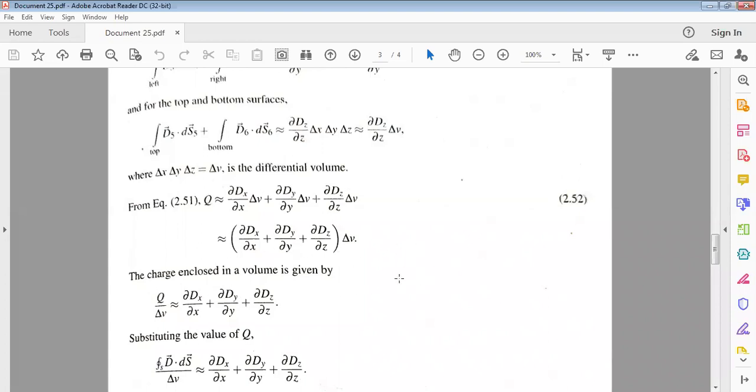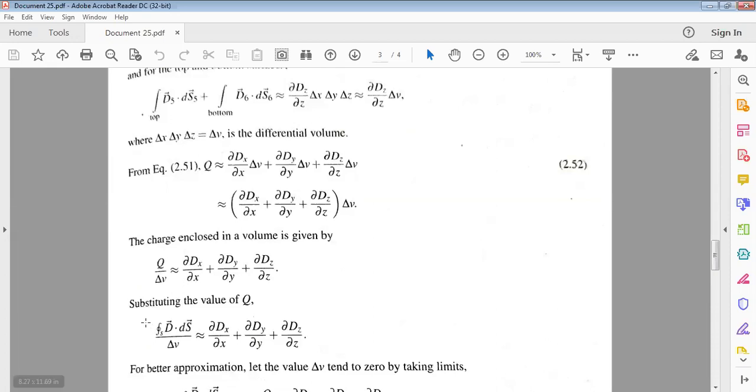The charge enclosed in that volume is given by Q by delta v. Charge per volume, where v is the volume, is the volume charge density. Can I call it rho v? Q by delta v equals del Dx by del x plus del Dy by del y plus del Dz by del z, right? So substituting the value of Q, what is the Q according to that statement? Q equals the closed surface integral of D dot dS, so the closed surface integral of D dot dS by delta v equals del Dx by del x plus del Dy by del y plus del Dz by del z.